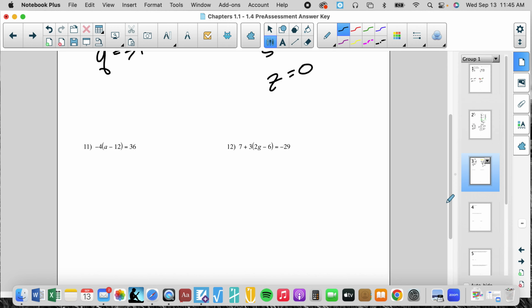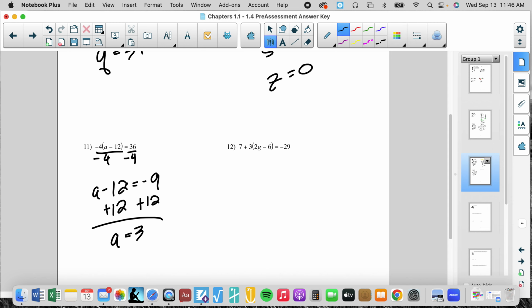There's two ways of doing number 11. I'm going to do the most efficient way. I can't get to this A. I can't add and subtract that 12 because Chewbacca's here. So I got to get rid of that negative 4 first. I can do it either through distribution or I can do the inverse. I'm going to do the inverse, way more efficient. That leaves me with A minus 12 equals negative 9. We're going to add 12 and we get A equals 3.